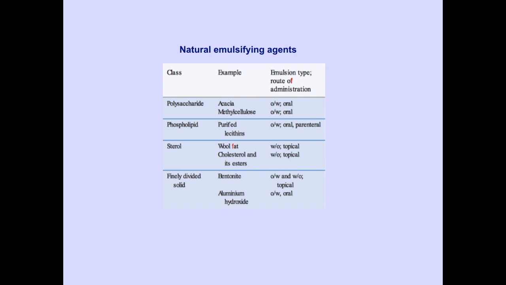And this table is representing examples of natural emulsifying agents. Here you can see that polysaccharides and phospholipids are safe to use for the preparation of oral emulsions, while only phospholipids, purified lecithins are used for parenteral emulsions, and sterols are used only for the preparation of topical emulsions, while finely divided solids can be used for topical as well as some oral emulsions also.